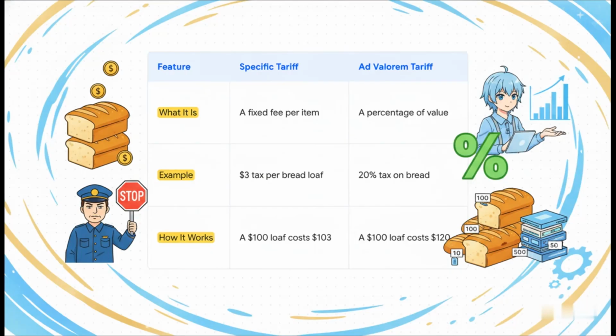But the one you hear about most in the news is the ad valorem tariff, and that's just a fancy Latin term for a percentage. So a 20% tariff on a $10 loaf of bread is a $2 tax, but on a $100 loaf, it's a $20 tax. It scales up with the value of the item.